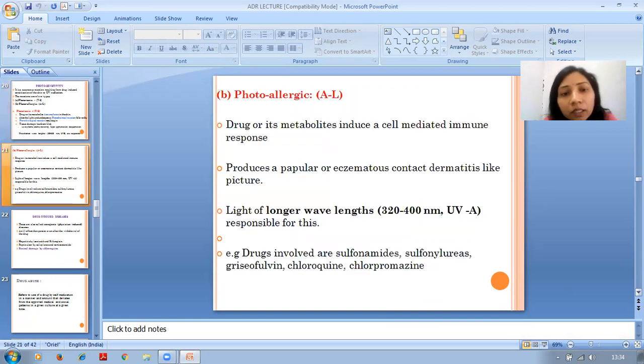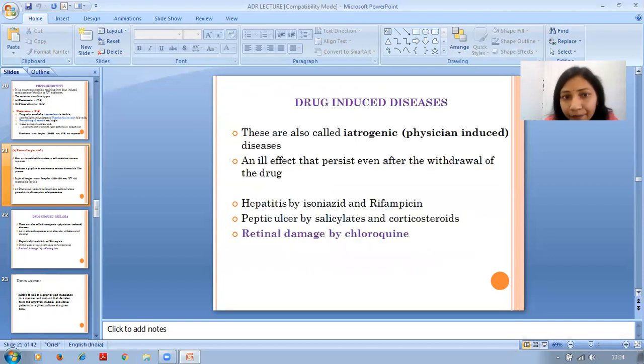Then photoallergic reactions. Here the drug or its metabolite induces a cell-mediated immune response. They produce a papular or eczematous contact dermatitis-like picture. Mostly light of longer wavelength is responsible for this type of allergic reaction. For example, drugs like sulfonamides, sulfonylureas, griseofulvin can cause photoallergic reactions.